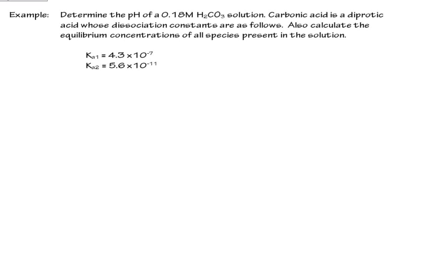Let's look at another example of a polyprotic acid. In this case, carbonic acid. This is a little more typical of a polyprotic acid. They're usually weak for both dissociations, which I can tell by looking at these K values. They're both really small.